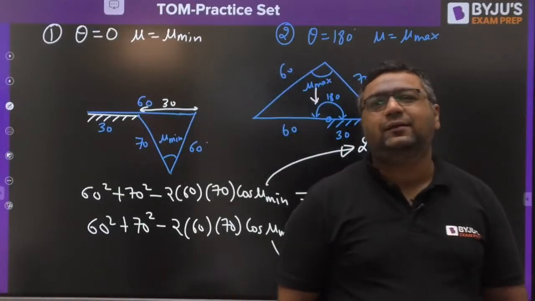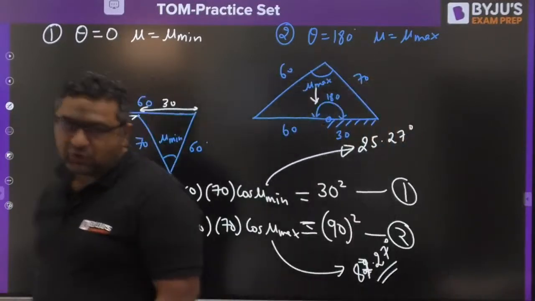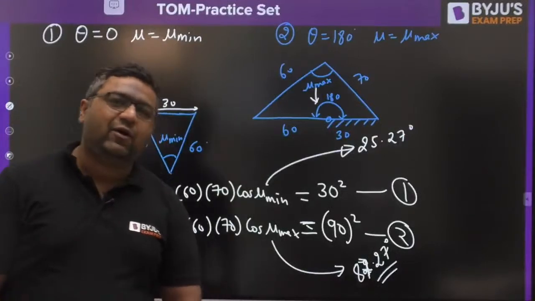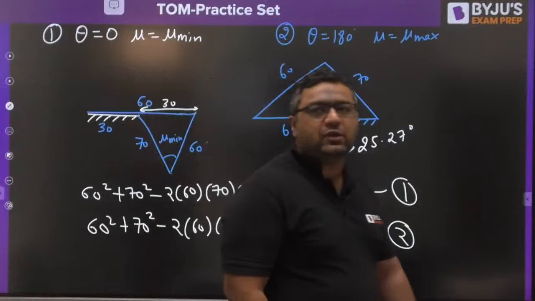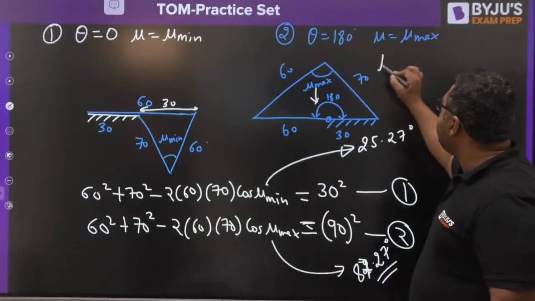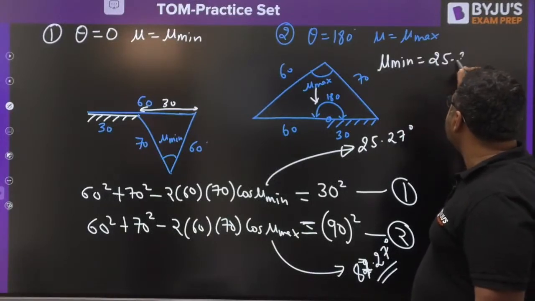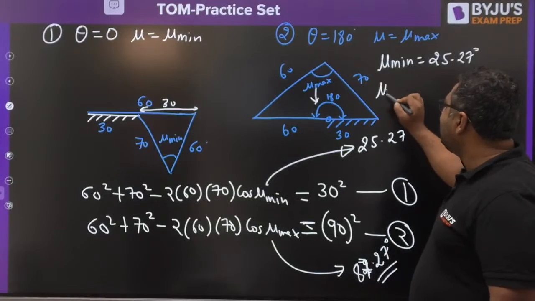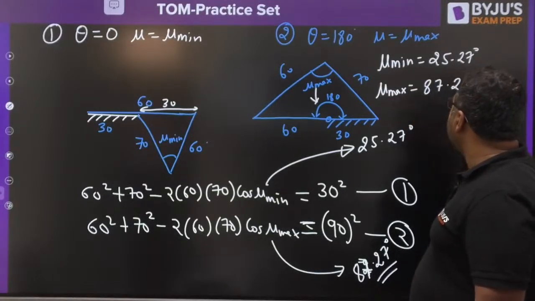Manas, Midun, very good. So guys, please tell me, first of all, solve it. Then if you have any doubt, do ask me. What is going to be the answer? Yes, am I correct or not? So mu minimum we will be getting as 25.27 and mu maximum 87.27.